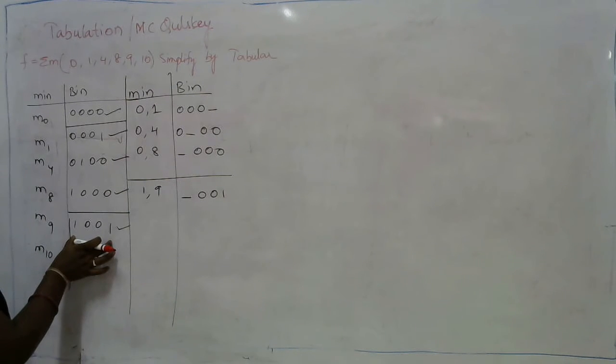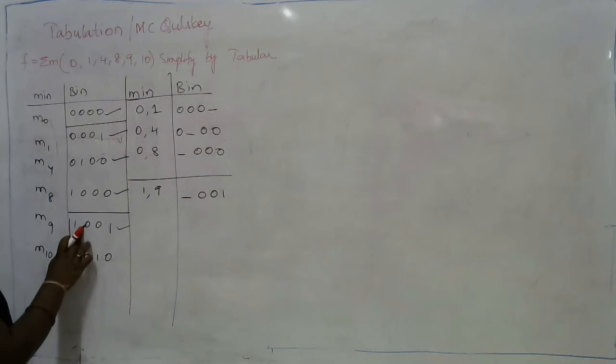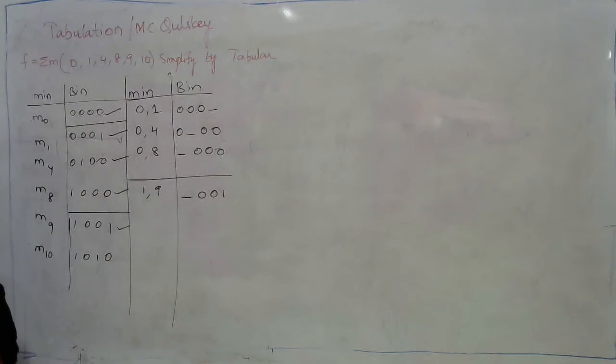If you compare 4 with 9, there is a change in more than one bit position. MSB bit is differing, second bit is differing, fourth bit also is differing. So we cannot write down 4 and 9.